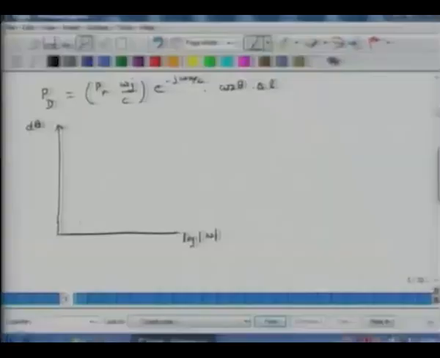But there is nothing positive or negative in omega here, so it won't pass through the origin. It will be something like this, with a negative intercept, and I think it will be 20 dB per decade. Yeah, 20 dB. So that's my transfer function.